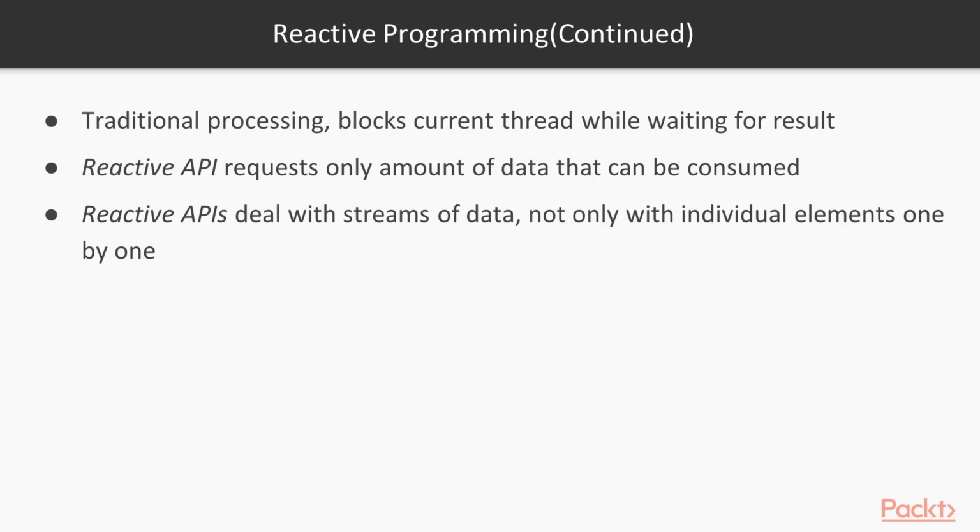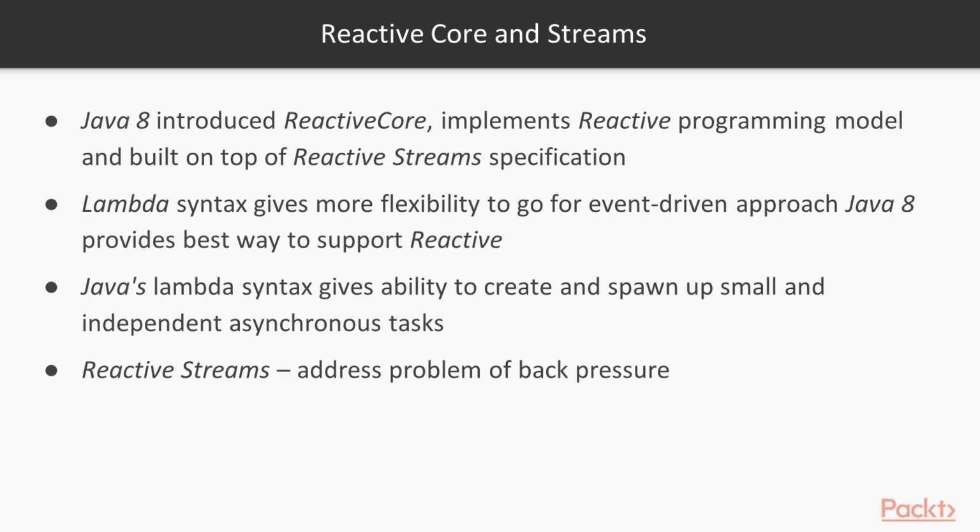While comparing traditional processing, which blocks the current thread while waiting for a result, a reactive API requests only the amount of data that can be consumed. APIs deal with streams of data, not only with individual elements one by one. Now let's see Reactive Core and Streams.